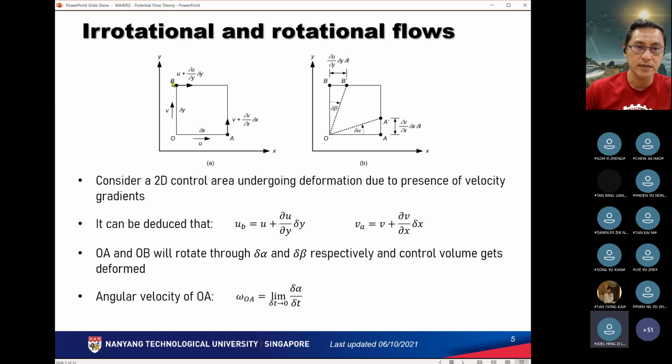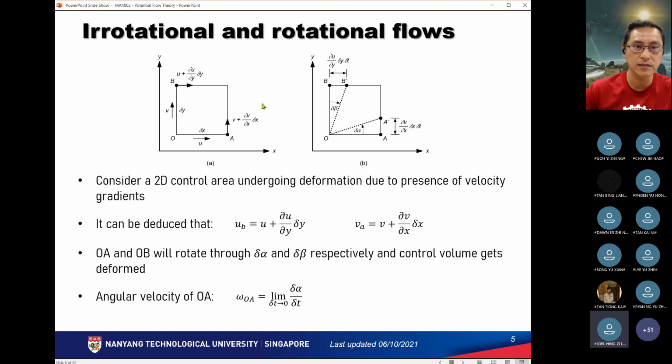And let's say this rectangular control area has dimensions of delta x along OA and delta y along OB. And since we are talking about fluid motion, let us further assume that along this edge, the fluid velocity is u, and along this edge, the fluid velocity is v. Now, how about the fluid velocities along this edge and this edge then?